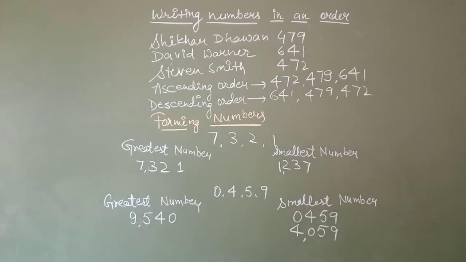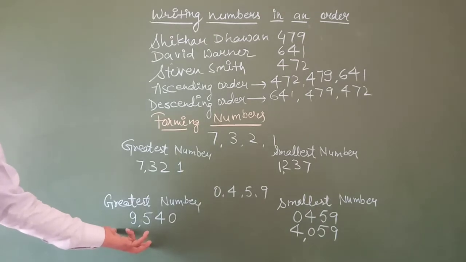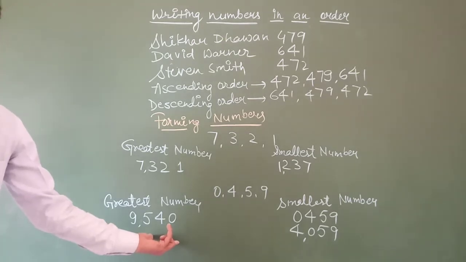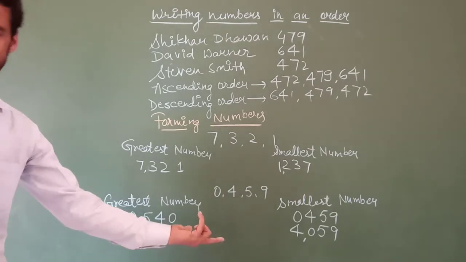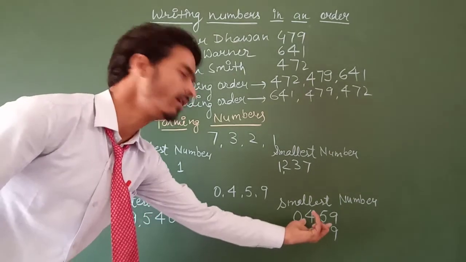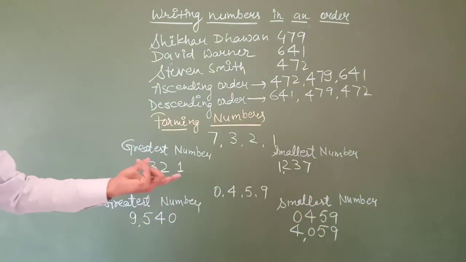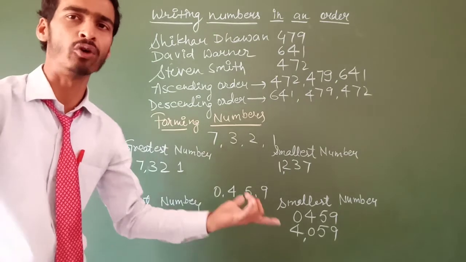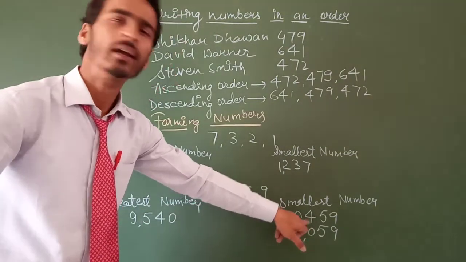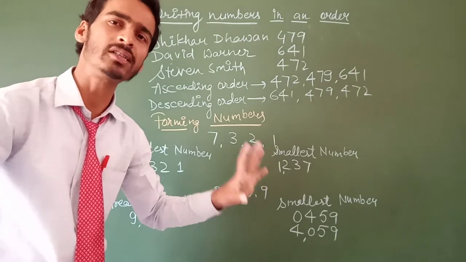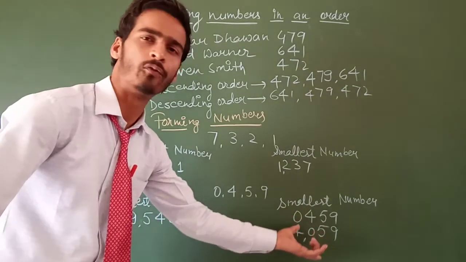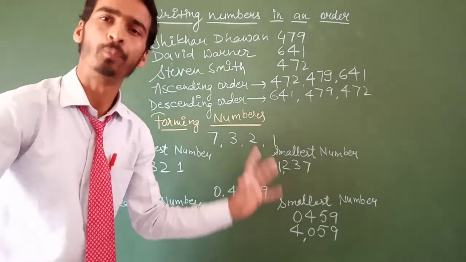Once again, there are the digits 0, 4, 5, 9. If you build the greatest number, write the digits in descending order, that is 9540. And if you build the smallest number, you write the digits in ascending order. But 0 at the beginning gives us a 3-digit number. So we have to exchange the position of 0 and 4, and that will be the smallest 4-digit number.